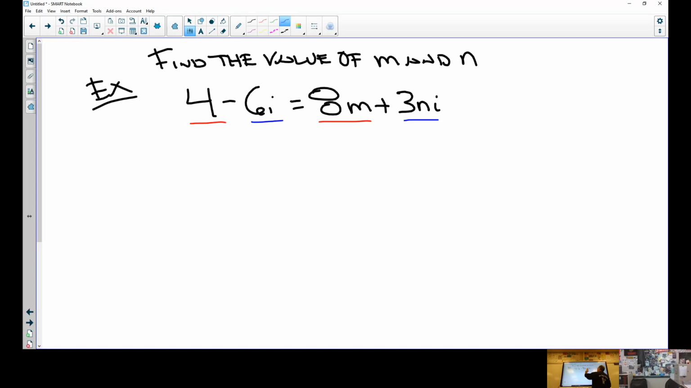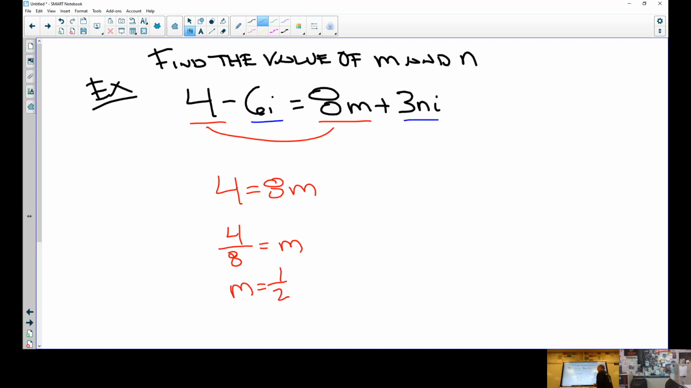In order for these two complex numbers to be equivalent, these two things have to be the same. So in other words, 4 has to equal 8m. So what does that mean? That means m equals 1/2, right? I'm going to divide both sides by 8 to solve for m. M equals 1/2. We got part of it.